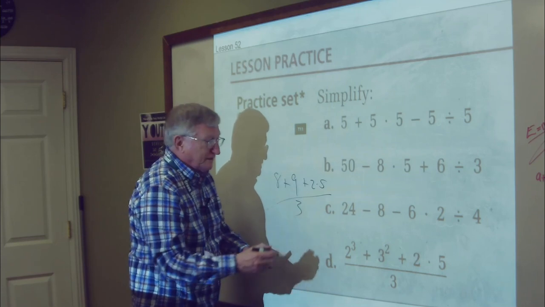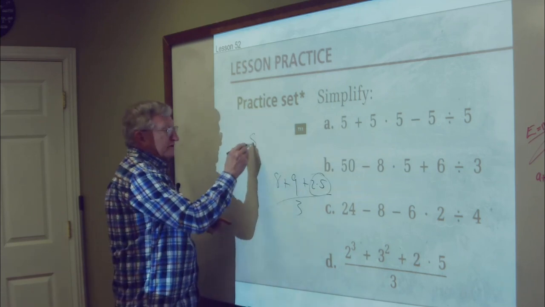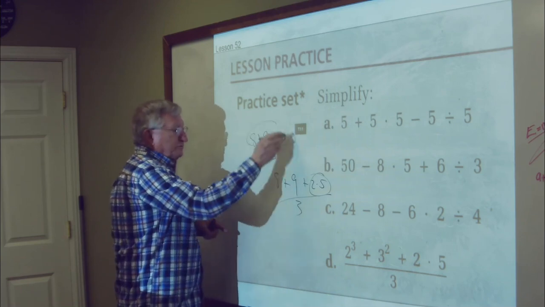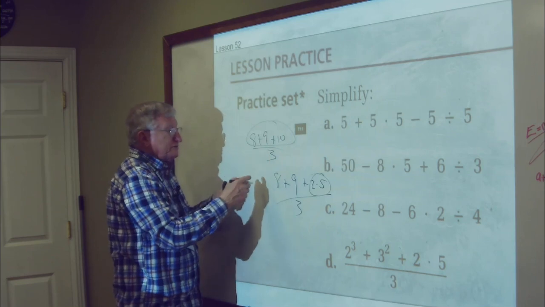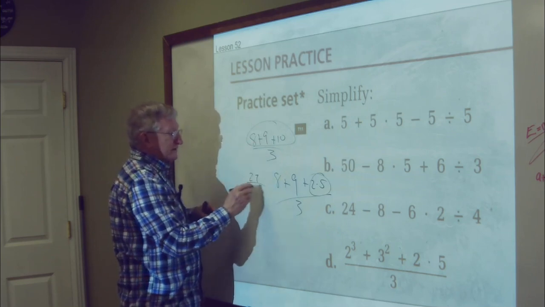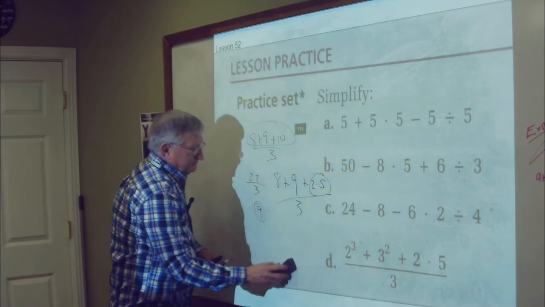Plus 2 times 5 all over 3. Did the exponents. Now I've got multiplication. That has to be done before addition and subtraction. So I've got 8 plus 9 plus 10, divided by 3. These are grouped together, so I've got to do them before the division. 8 and 9 is 17, and 10 is 27, divided by 3. And I get 9. End of the problem.